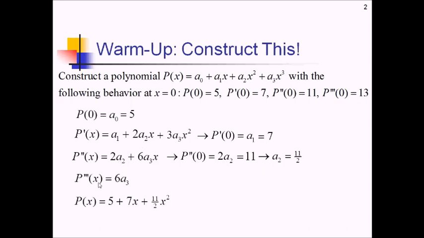And again, they told us we need p triple prime of 0. So if I plug 0 in here, I actually still have 6 a sub 3, right? Because there's no more x's to get rid of. So this is p triple prime of 0. Now they told us that needs to have a value of 13. So let me set this equal to 13. Doing a little algebra, we see that a sub 3 is going to be 13 over 6. Which means I can complete my polynomial and get plus 13 over 6 x cubed.